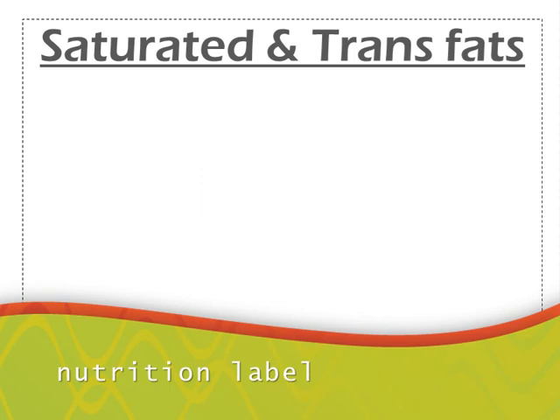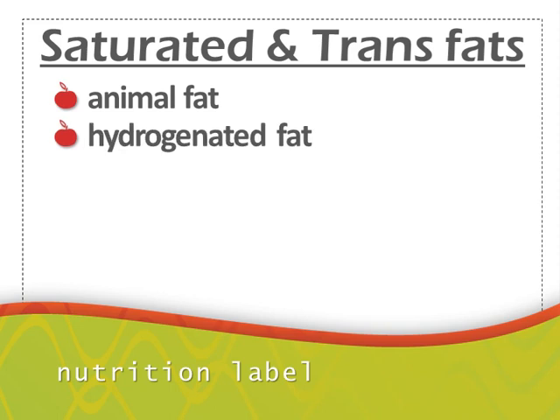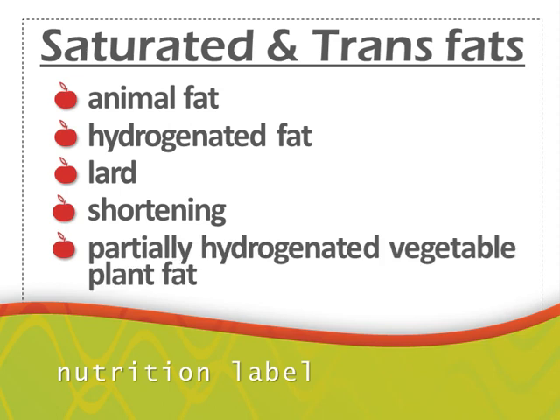Saturated and trans fats can be listed under various names, such as animal fat, hydrogenated fat, lard, shortening or vegetable shortening, and hydrogenated vegetable plant fat. This might sound confusing, because vegetable oils are healthy, but because of the hydrogenation thereof, it has changed into a poor trans fat.